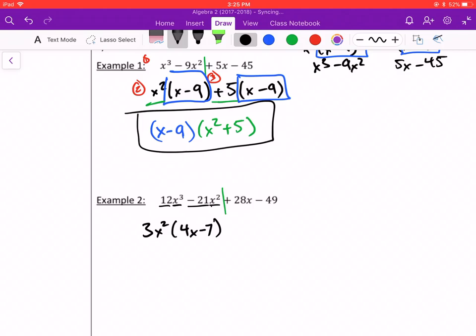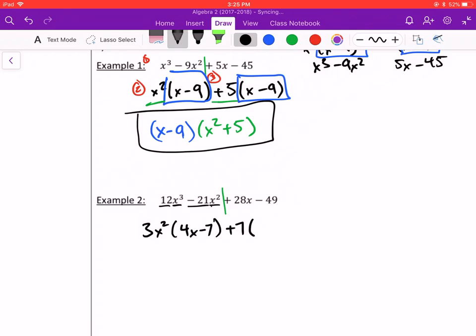All right, do the same for the second part. 28 and 49, what goes into both? Well, 28 doesn't go into 49, obviously. So we could try 28 is 4 times 7. Does 4 go into each? No, 4 doesn't go into 49. But 7 goes into 49, right? 7 times 7. Okay, so let's take out a 7.